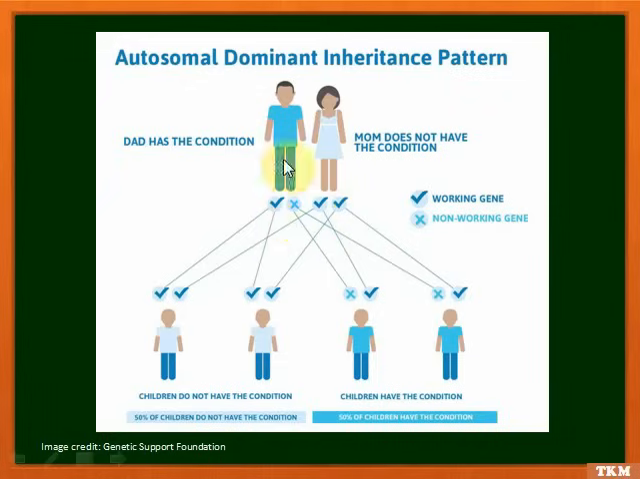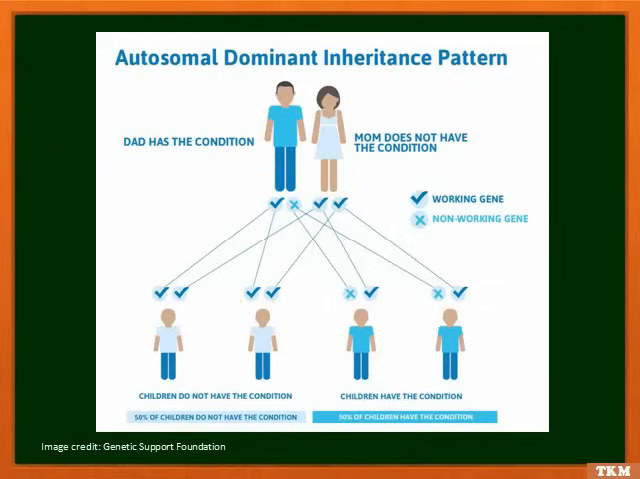So let us consider only one out of this pair of chromosomes that is not working properly. It has a non-working gene, whereas the rest, this chromosome and both the chromosomes of the mother, have a working gene. So the father will pass it on to two children, and those two children will have the condition, and the rest of the two children will not have the condition. So we can say 50% of the children will have the condition and 50% of the children do not have the condition.